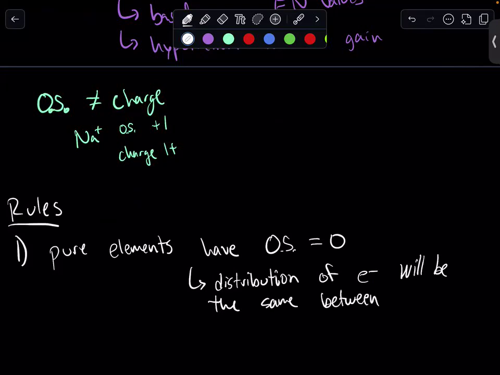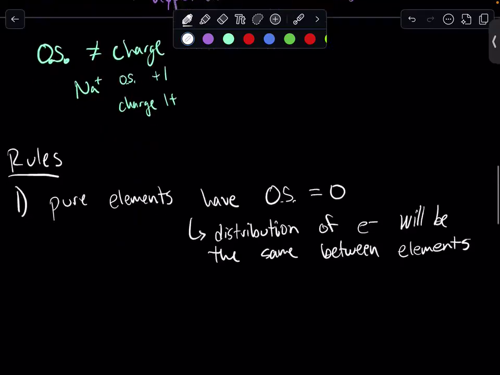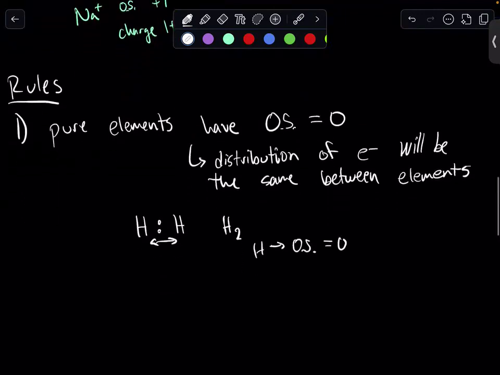And this kind of makes sense because we said we're basing this on electronegativity values. So if we look at hydrogen bonded to hydrogen, the electrons are going to be right in the middle. They're not going to be to the left or to the right. They're going to be smack dab in the middle, which means they're going to be shared evenly, and therefore neither of them will develop a charge. So H2, each hydrogen has an oxidation state of 0, because they're not moving; the electronegativity values are the same.